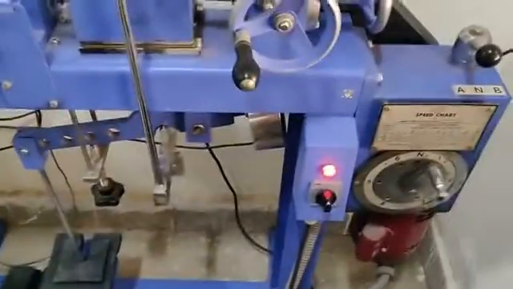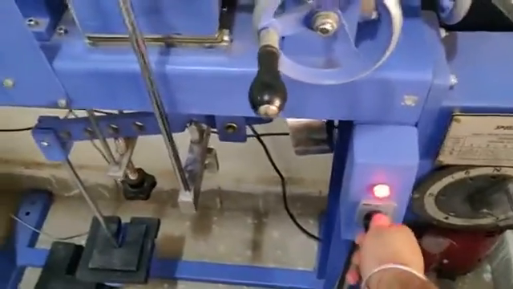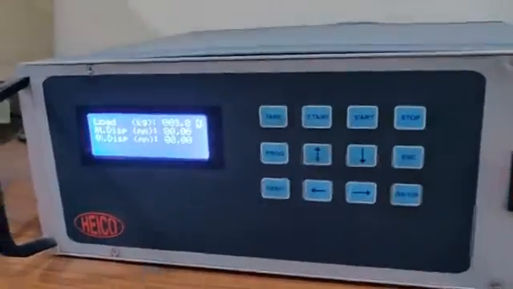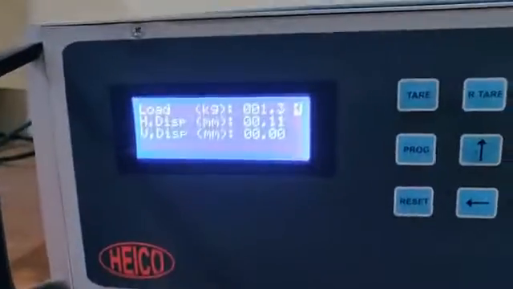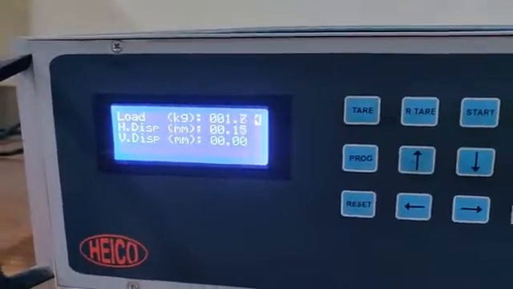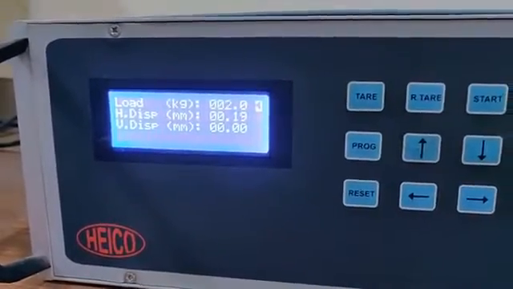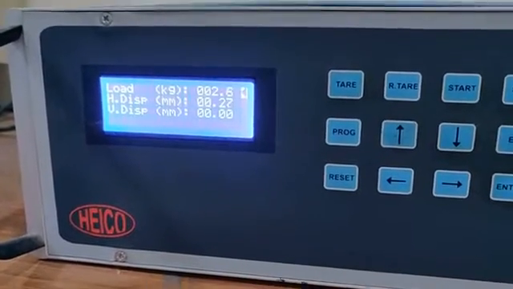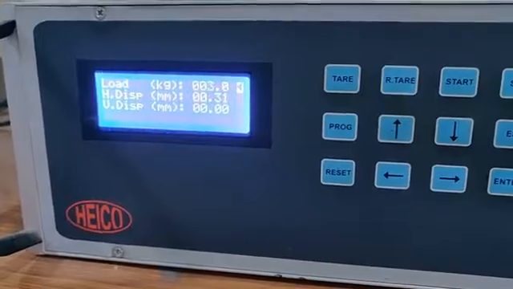So now we are going to switch on this again, and this is 0 and it is increasing. As you can see, it is increasing, so probably this will go higher than the previous load. So let's see what the highest load it takes.